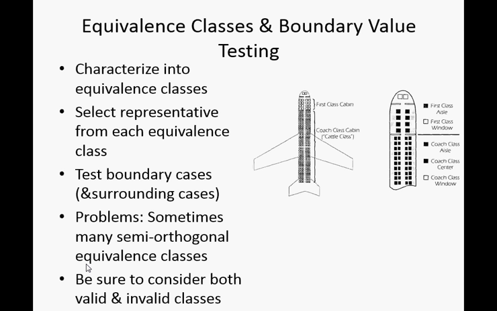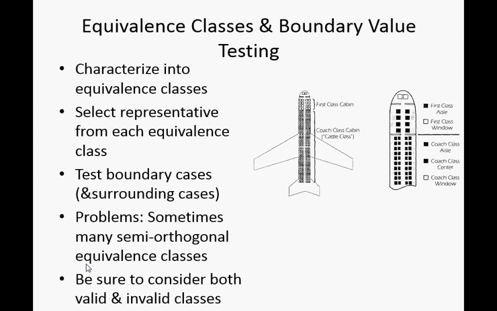Kind of the Cartesian product of coach and business on the one hand with aisle, window, and center. Although the center may not apply for the business class cabin. Okay, so the goal would be to select at least one representative from each equivalence class and give it a try, and then to test some boundary cases, cases where it's not clear. An example would be if you have a plane where there's no center, for example. In that case, is the center option left out? Can you still select it? What happens if you do?